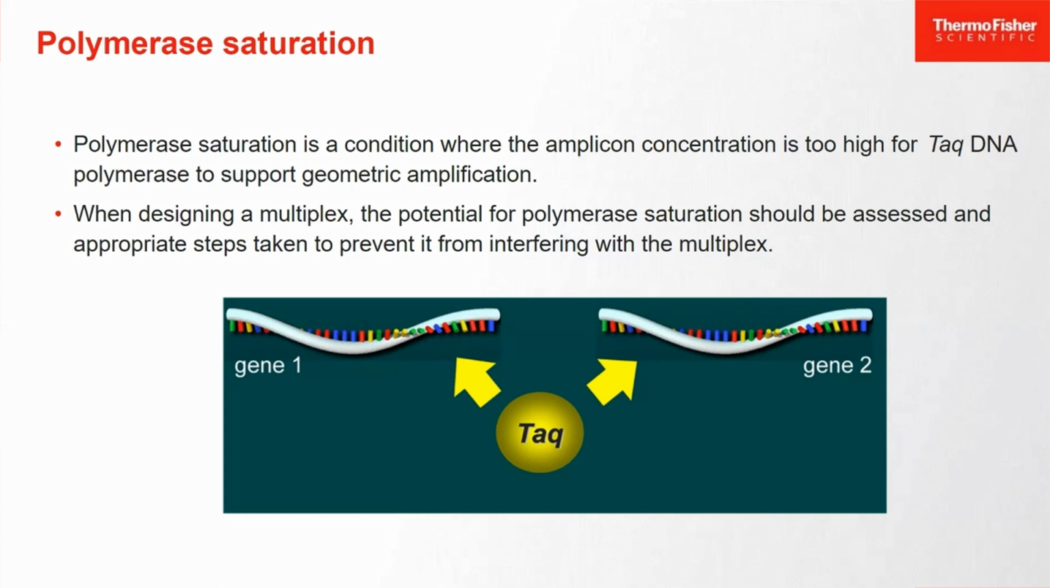Another important concept that those who are trying to engineer multiplex should be aware of is polymerase saturation. Polymerase saturation occurs when the amplicon concentration reaches a point where there's not enough Taq DNA polymerase to support geometric or exponential amplification. So when designing a multiplex, it's a good idea to think about the potential for polymerase saturation, and if it looks like that is a possibility, to take steps to prevent it.